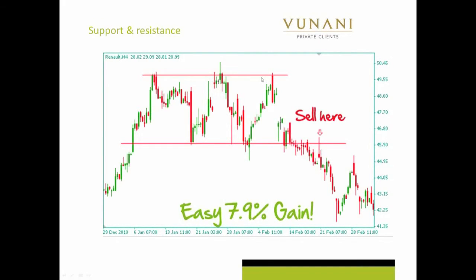Now, where would you have placed your stop? Very easily, a break similar to this candle. You would have placed your stop loss well outside that resistance line if you were short, and buy your short back if the trade went against you over here.